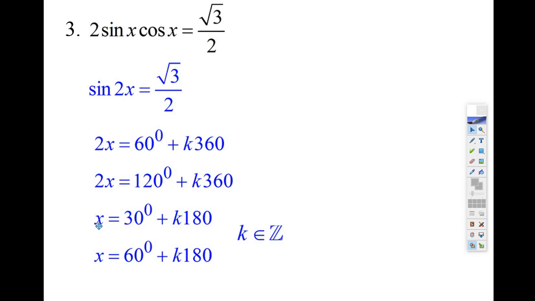You get your general solution, x equals 30 degrees plus k times 180, or x equals 60 degrees plus k times 180. K is an element of the integers. K is an integer, and that's it. We'll do the next few questions in another video.